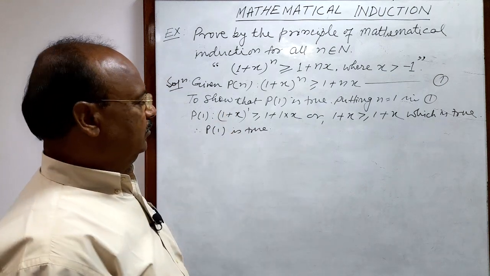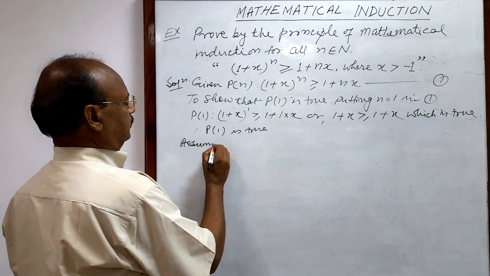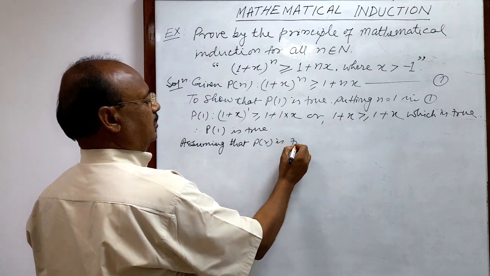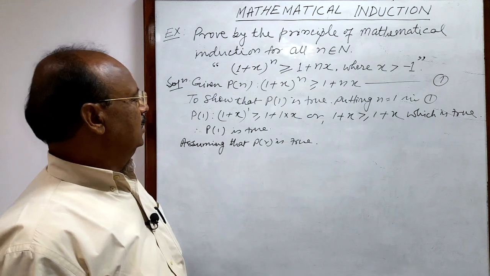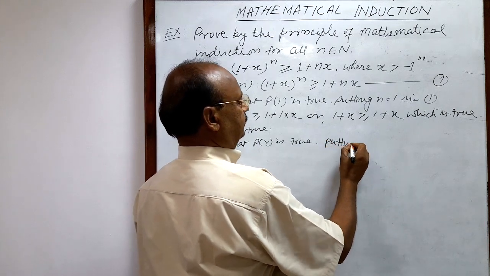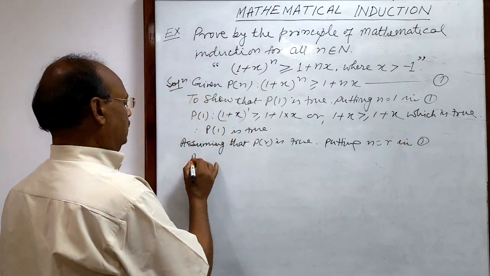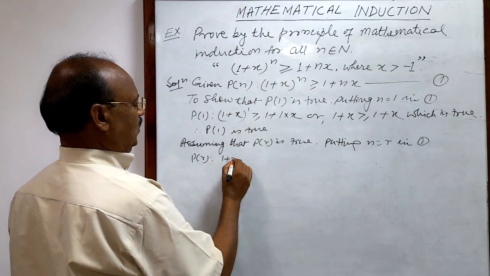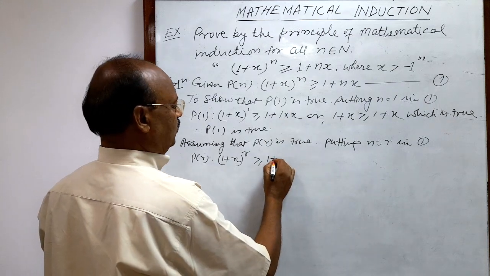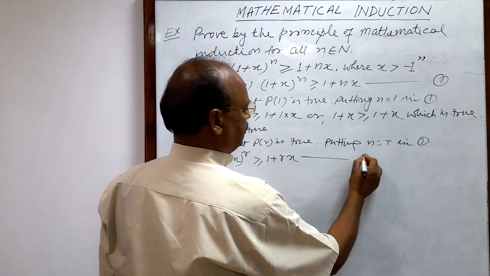Second step, we have to assume that Pr is true. Assuming that Pr is true, and as you know, we will get Pr by putting n equal to r in relation number 1. So Pr will be 1 plus x whole to the power r is either greater or equal to 1 plus r into x. We are assuming that this is true. Let us write it as relation number 2.